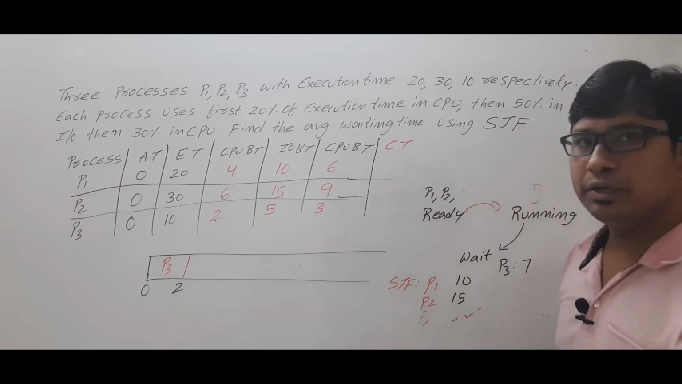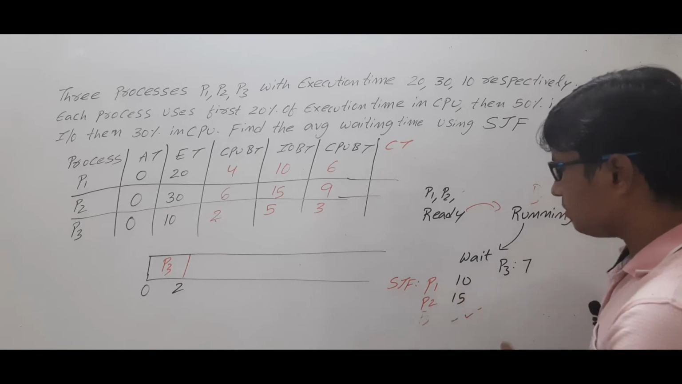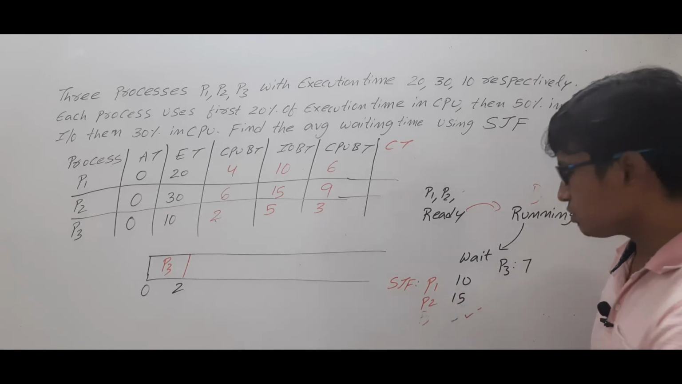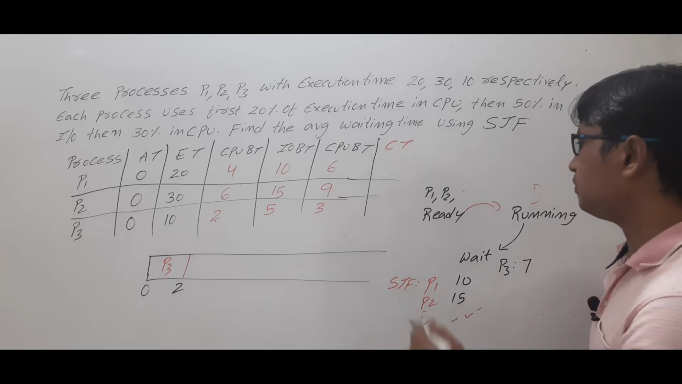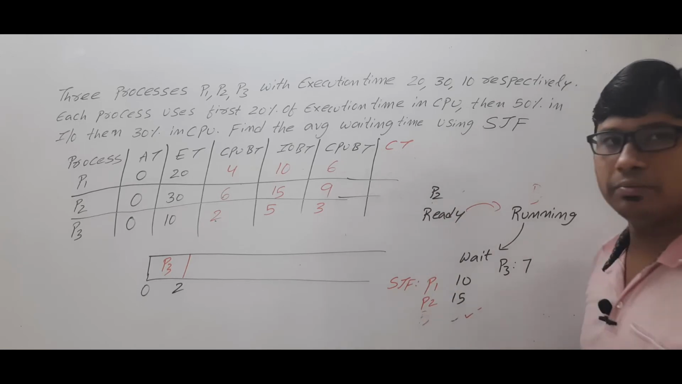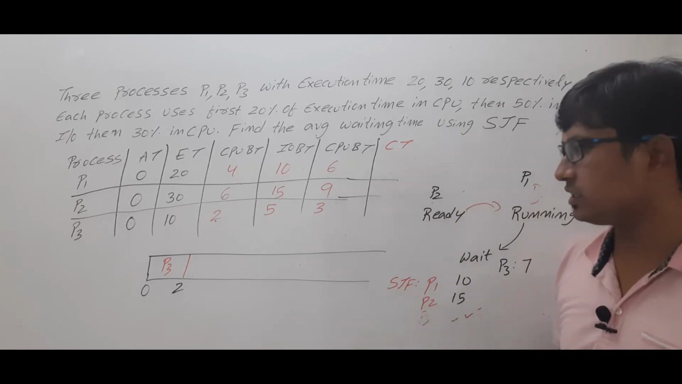Now, processes P1 and P2 are there in the ready state. You know the burst time of process P1 is 10, and process P2 is 15. So, which one is less? Process P1. So, the shortest job is process P1. Process P2 will remain in the ready state, and process P1 will be scheduled to the running state.